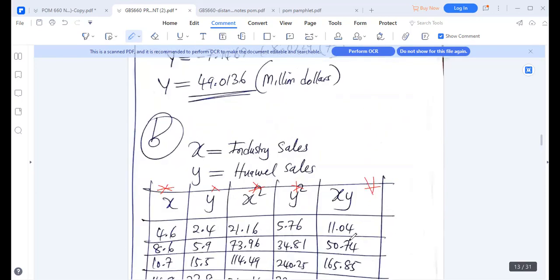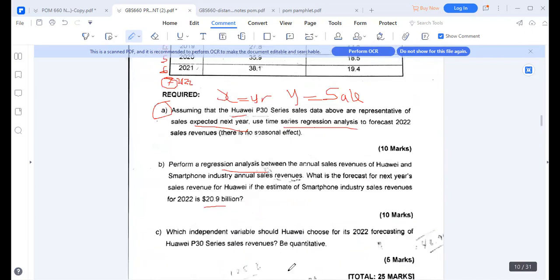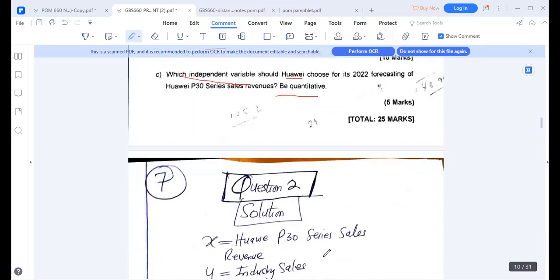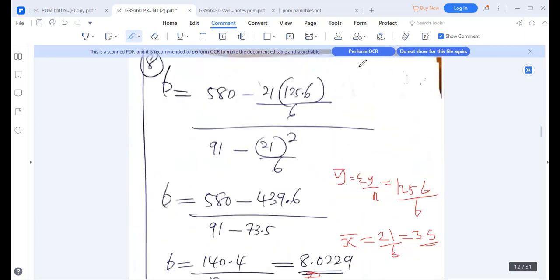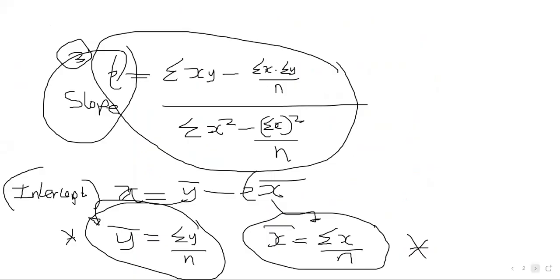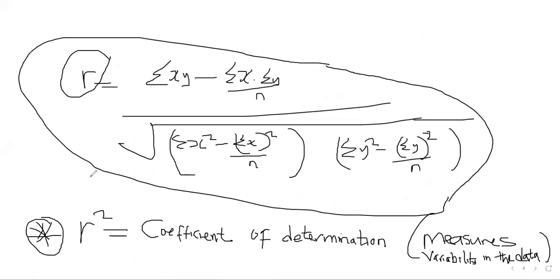Now, here they are asking us to do the last part of the question, where they're saying which independent variable, between time or all industry sales, should this company choose for its 2022 forecasting of the sales revenue? Be quantitative, 5 marks. So what is happening here? We need to find the one which gives us the higher correlation coefficient, number one, and then the one that will give us the higher coefficient of determination. So this is just about what we need to go for.